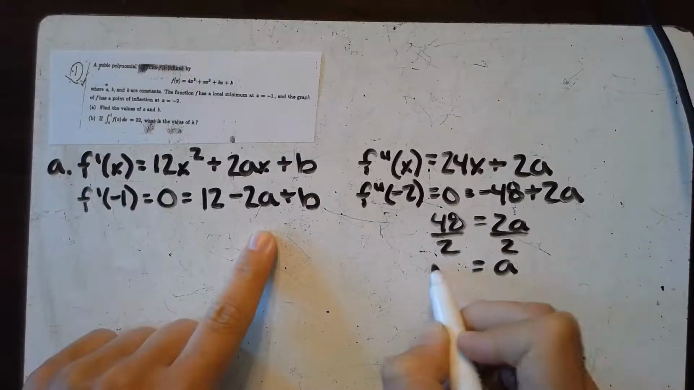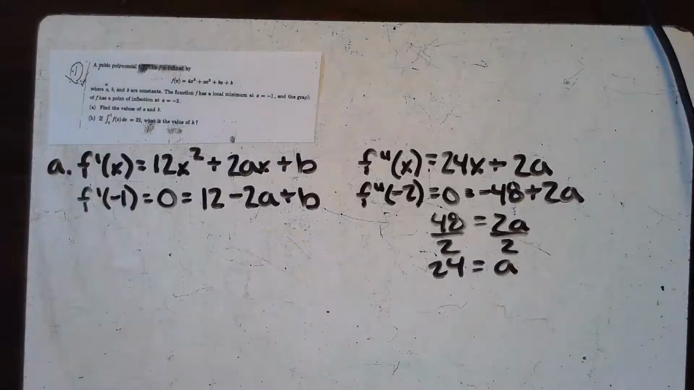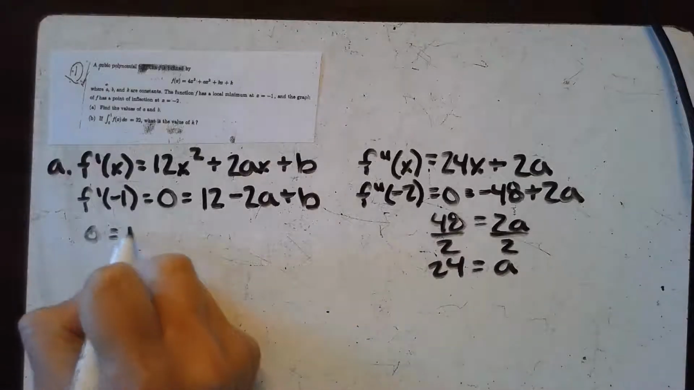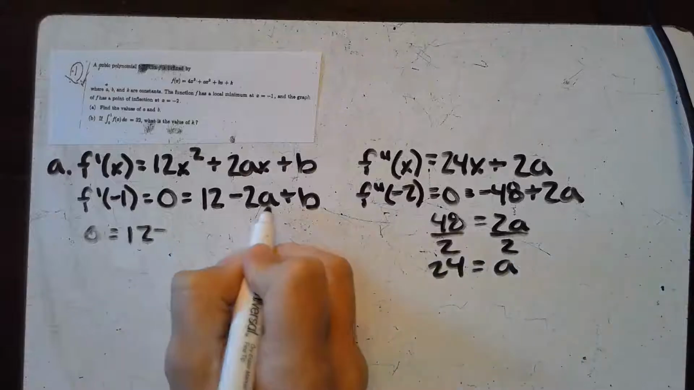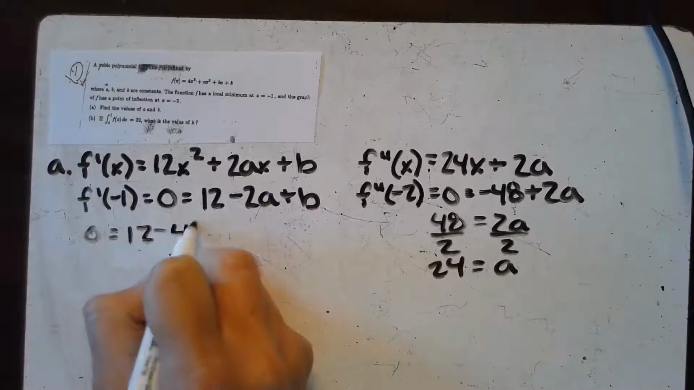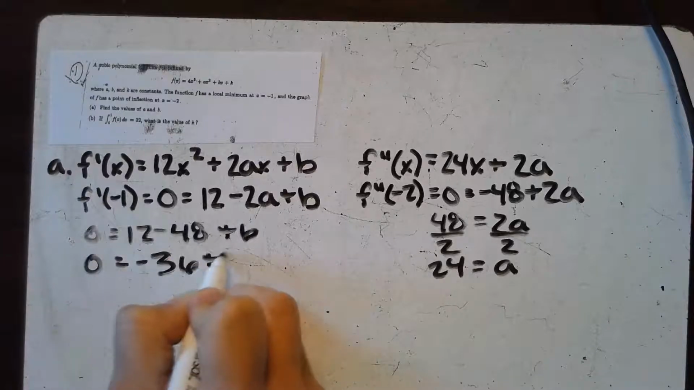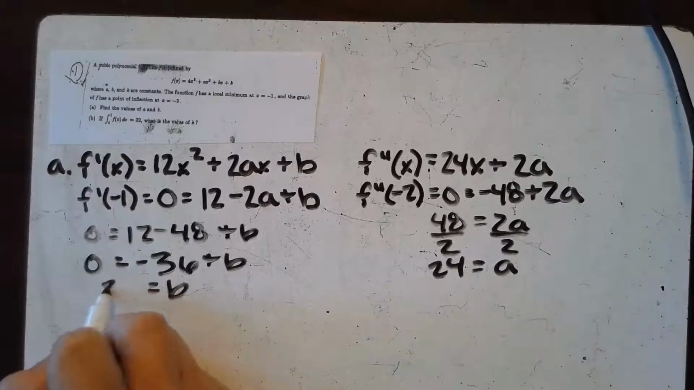So a equals 24. Don't circle it, just leave it like that. A reader will find your answer. And make sure your work stays organized. Otherwise, if I'm grading anything, I need to be able to read it and find it, but also an AP reader as well. Okay, so here I know 0 equals 12 minus 2 times 24, because I'm going to plug it in there, is 48 plus b. So this is 0 equals -36 plus b, and so I get b equals 36.